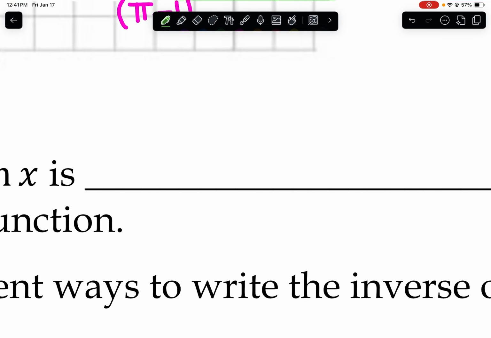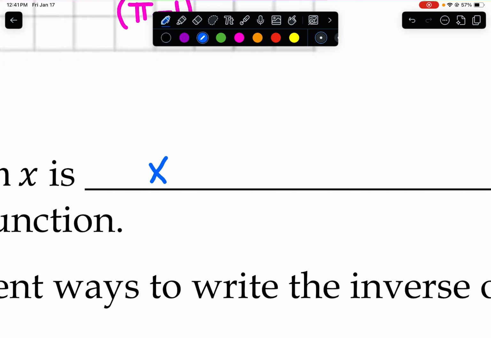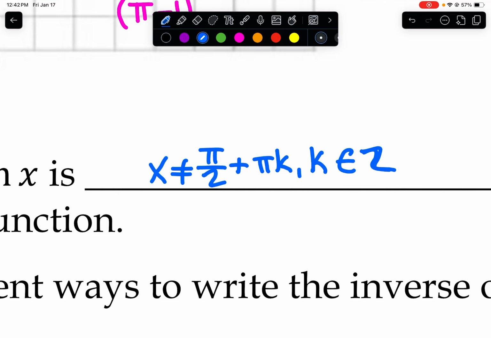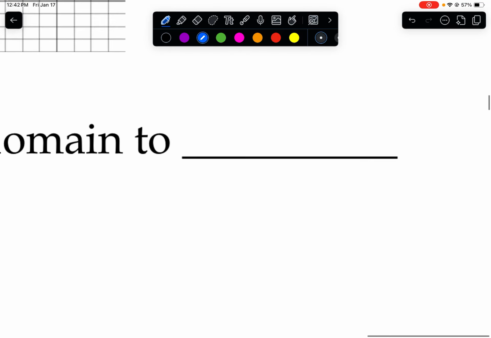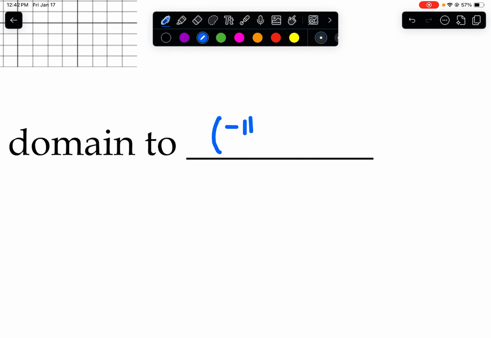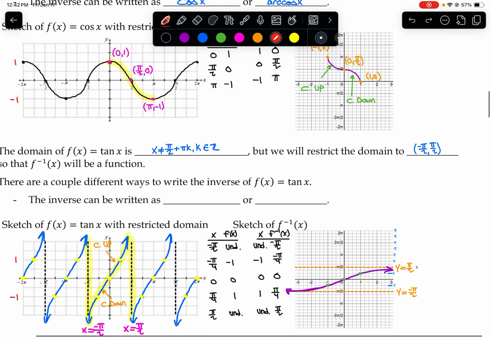Okay, so to summarize everything. I know that my domain of tangent is x cannot equal pi over 2 plus pi k, where k is an element of the integers. And then we're going to restrict the domain to just negative pi over 2 to pi over 2. And notice here how I wrote it with parentheses, and that's because of the asymptotes. So we cannot include the negative pi over 2 to pi over 2.